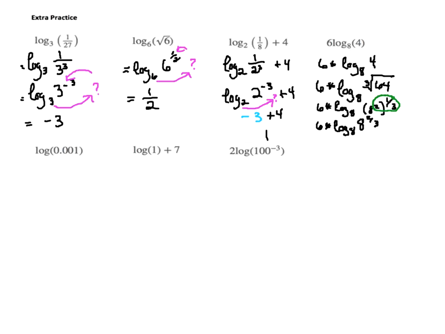Okay, so now I have 6 times log base 8 of 8 to the 2/3 power. So the logarithmic part of this is asking, what can I raise 8 to? Let me write this in. What can I raise 8 to, to raise 8 to the 2/3 power? That's just 2/3. So this is 6 times 2/3. And we multiply fractions straight across. That's 12/3, which is 4.